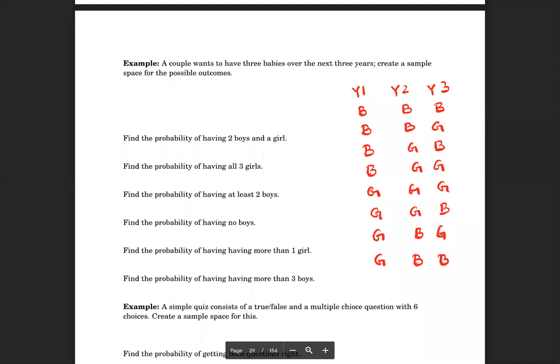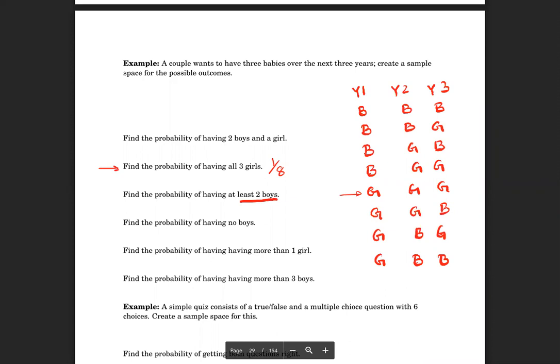So find the probability of 2 boys and a girl. We did it. Now find the probability of having all 3 girls. How many ways can you have all 3 girls? There is only one way. Out of how many? 8. So there you go.